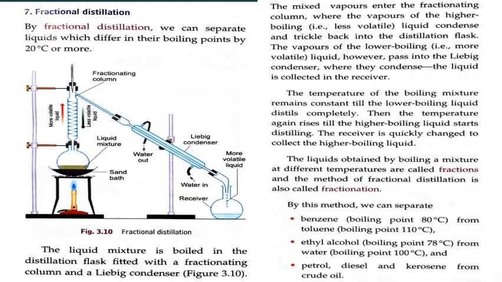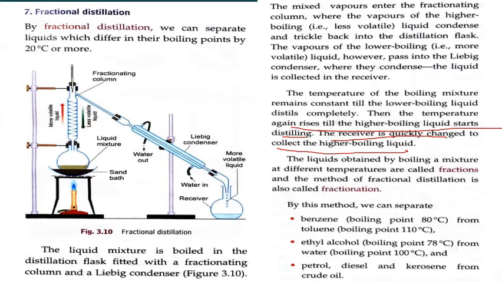Alright, the temperature of the boiling mixture remains constant till the lower boiling liquid distills completely. Then the temperature again rises till the higher boiling point liquid starts distilling. The receiver is quickly changed, because otherwise it will also come in the same receiver. So the receiver is changed to collect the higher boiling liquid.